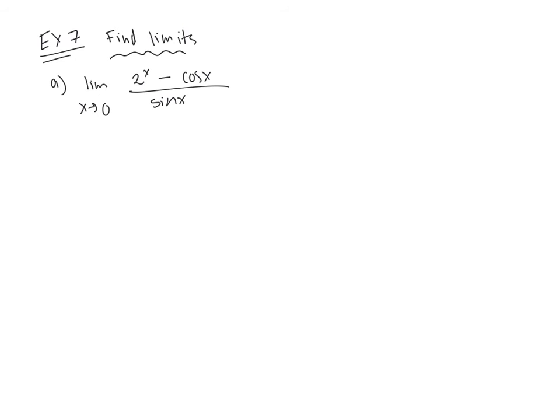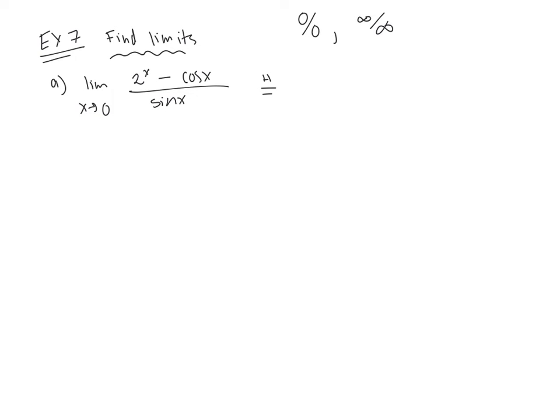So when do you use L'Hopital's rule? 0 over 0 or infinity over infinity. So is this one 0 over 0 or infinity over infinity or neither? It's 0 over 0 because 2 to the 0 is 1, cosine of 0 is 1, sine of 0 is 0. So it is actually 0 over 0.